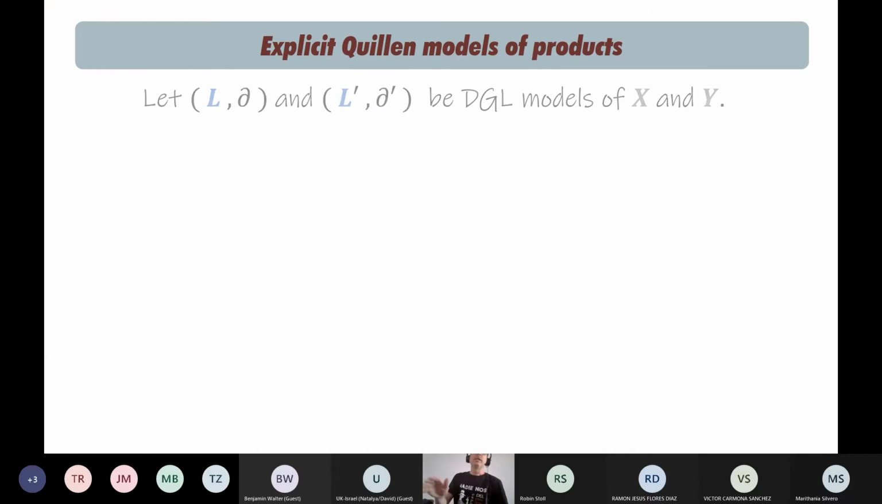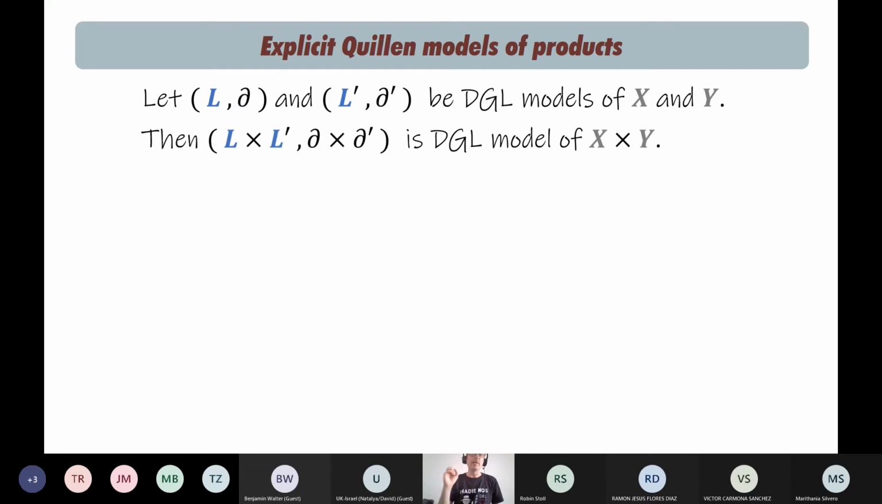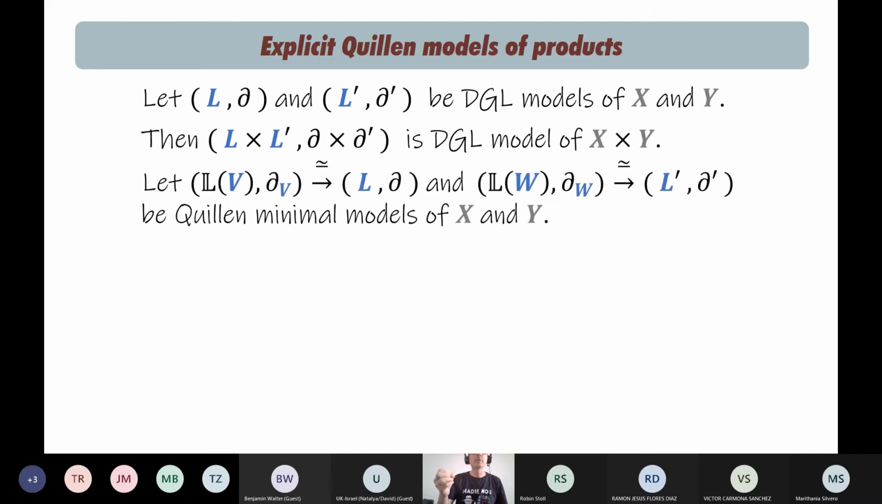Recall that we have said that if we have two spaces, X and Y, then we have two DGL models, then the product of these two DGLs is a model of the product. But this is not minimal. So we can obtain a minimal Quillen model of the Cartesian product starting from minimal models of the factors.